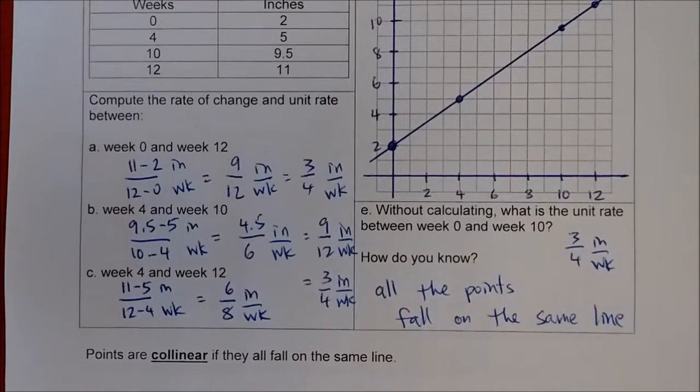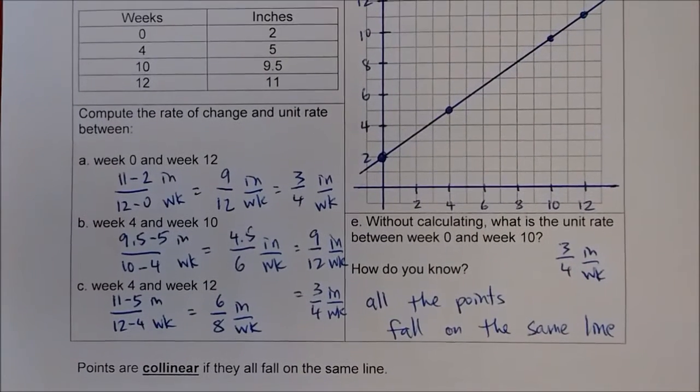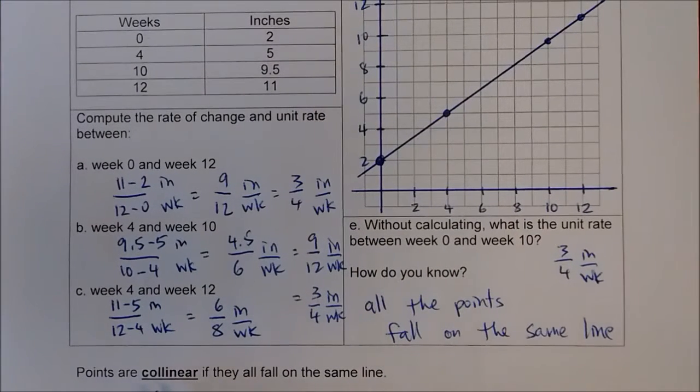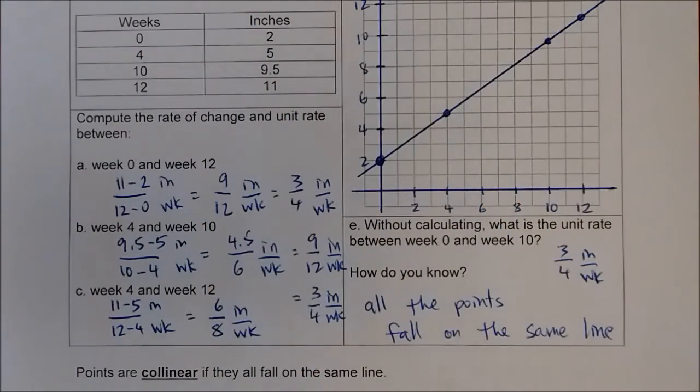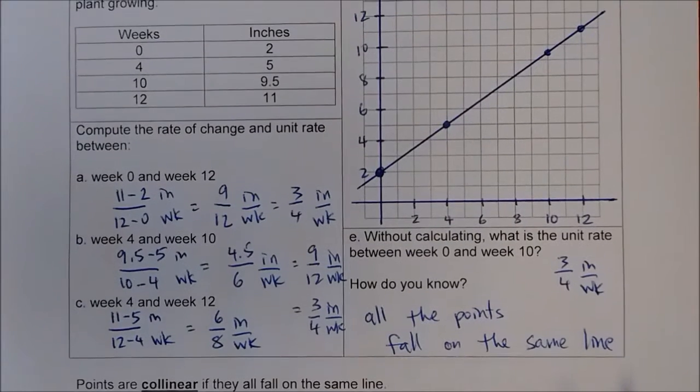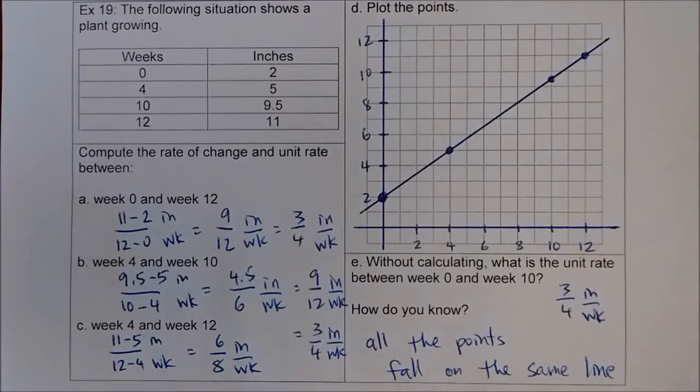One quick definition that we need to address here is that points are called collinear if they all fall on the same line. So these 4 points, we would call them collinear. Go ahead and pause the video and discuss what you learned from this example with your neighbor.